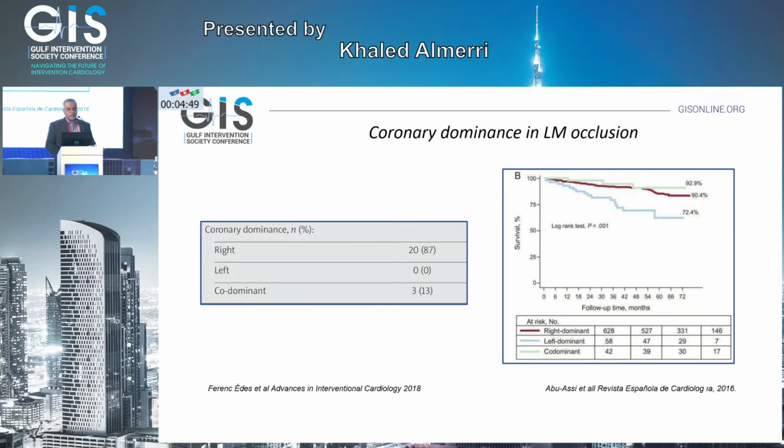Coronary dominance. On the right side of the screen are all-comer patients, whether totally occluded left main or somebody with some TIMI flow in the left main, and we find a left dominant system carries higher mortality. On the left side of the screen are patients who had complete occlusion of the left main, and usually they die. A left dominant system in this group of patients is incompatible with life.